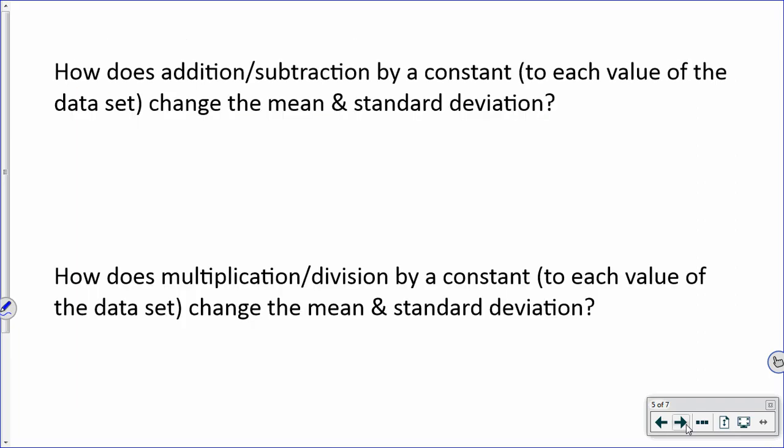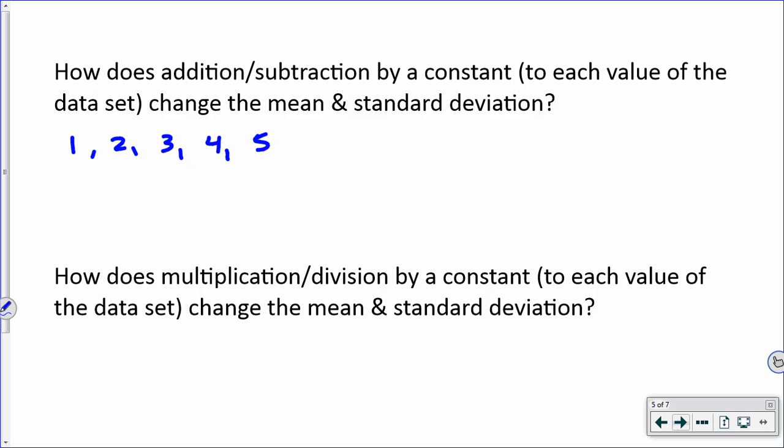And then this is another really common theme. They like to ask about this on exams. How does addition and subtraction by a constant to each value of a one variable data set change the mean and standard deviation? So this is like if you have the data set 1, 2, 3, 4, 5. You could see the mean is 3. You could see how spread out it is.